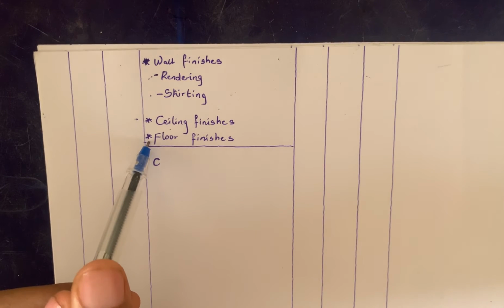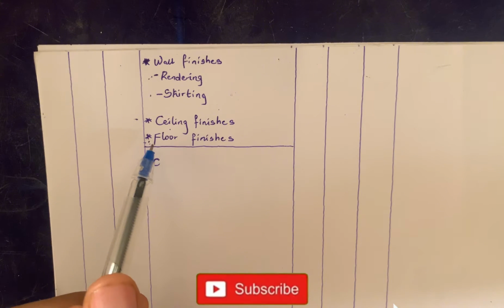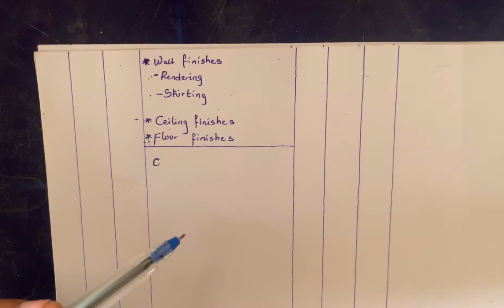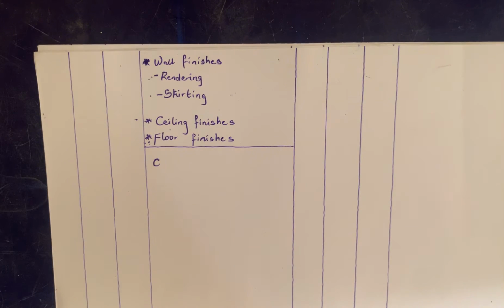Then the last thing we're going to be measuring for is the floor finishes. Now you know that there are also different kinds of floor finishes. There are wooden finishes, tilings, marble finishes, concrete finishes, and so on and so forth. So it also depends on the specification of what you're drawing.